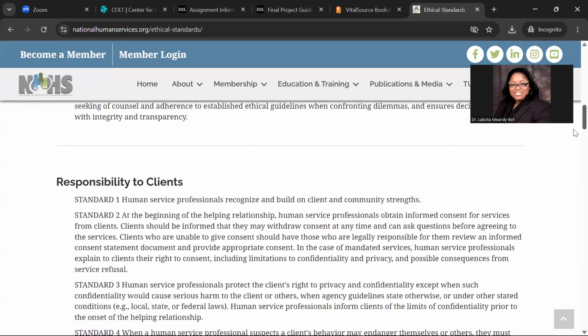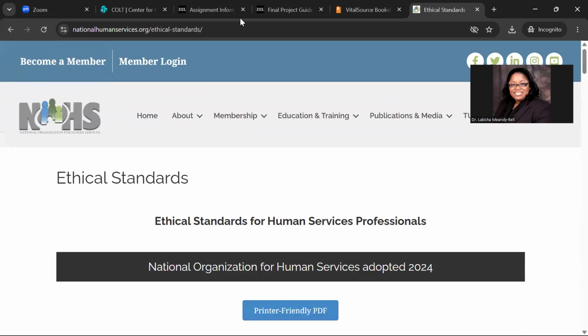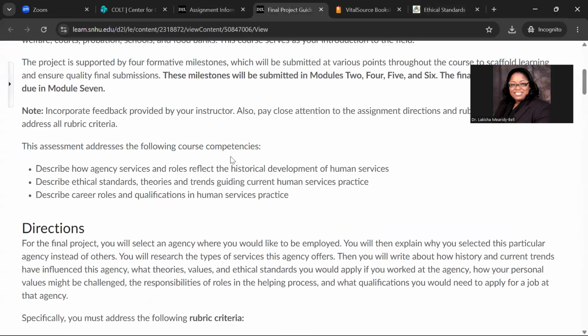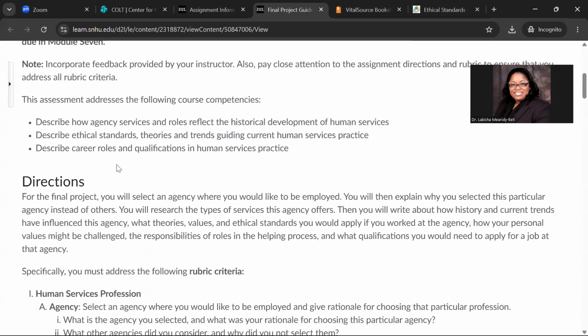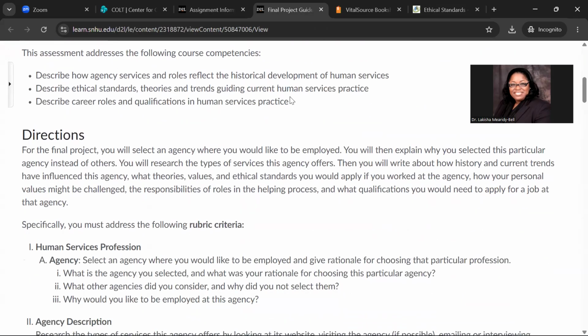All right. So now, since you can see my tabs, let's go back to the assignment. All right. So here we go. When we're looking at the directions, I want you to pay very close attention to some of the keywords that should guide you in terms of how you should complete the directions. So let's take a look.